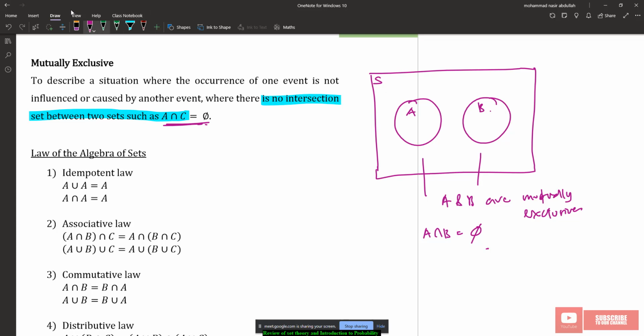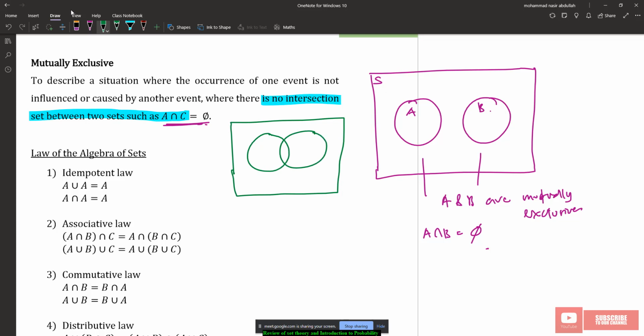For a non-mutually exclusive event, we have two sets with an intersection between A and B. So A intersect B should have some value, right? So we can say that A and B are not mutually exclusive events. Okay, we just do some review on set theory. I hope you already learned this in a previous mathematics subject. We just review, and we will apply this theory in the introduction to probability, right?